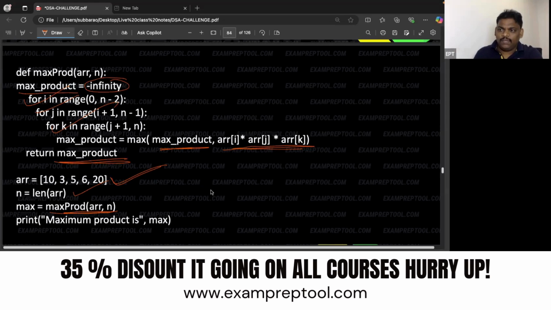Time complexity, as I mentioned to you, is n cube in every case. Space complexity, extra space is 1. I hope everyone knows this is very easy. You can easily do it.